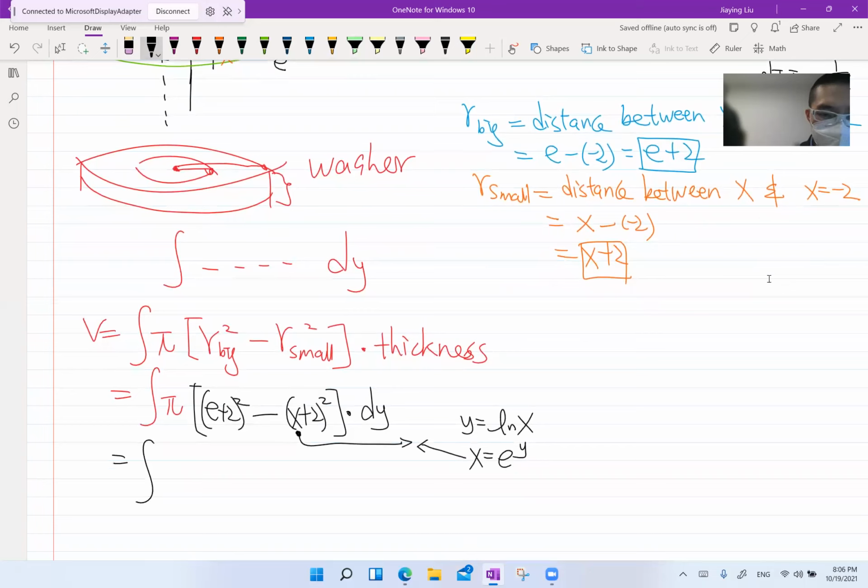I'm almost done, last line. So that will be pi times e plus 2 squared, just treat it as a constant. I know it's not nice, but just treat it as a constant. You can expand it because at some point you're going to do some cancellation perhaps. Minus e to the y plus 2 squared dy.